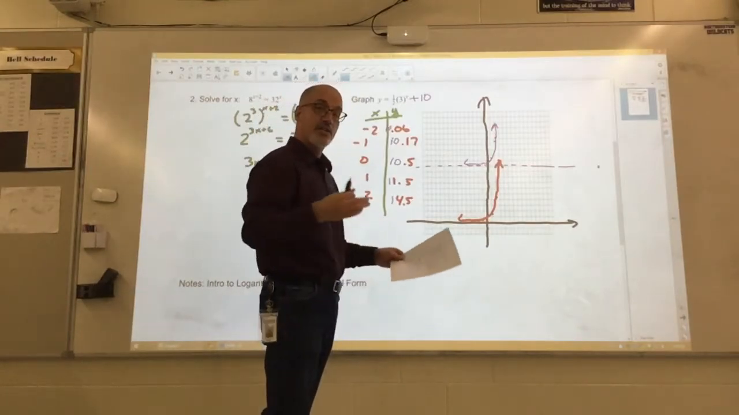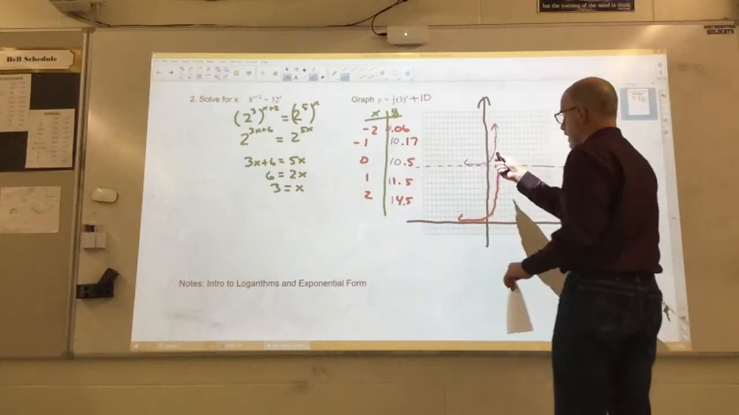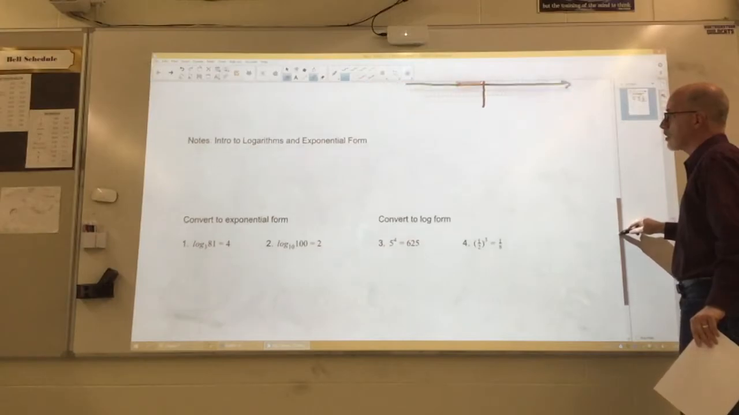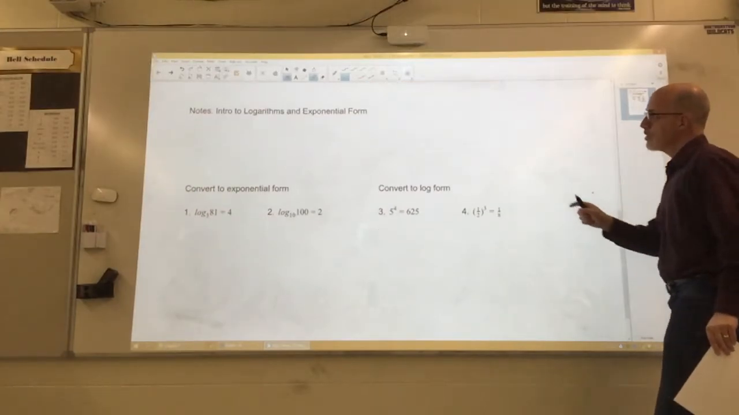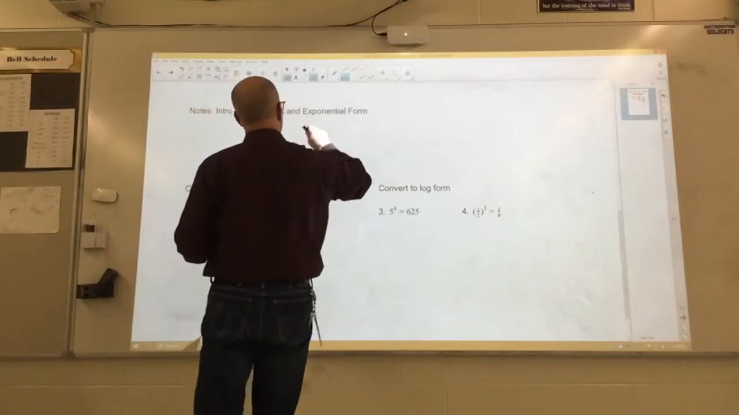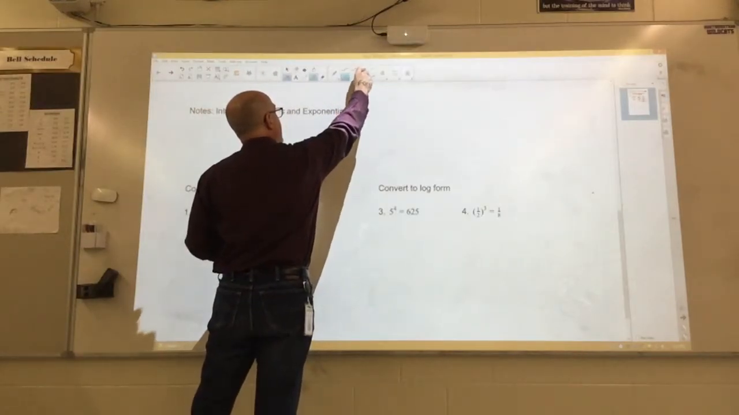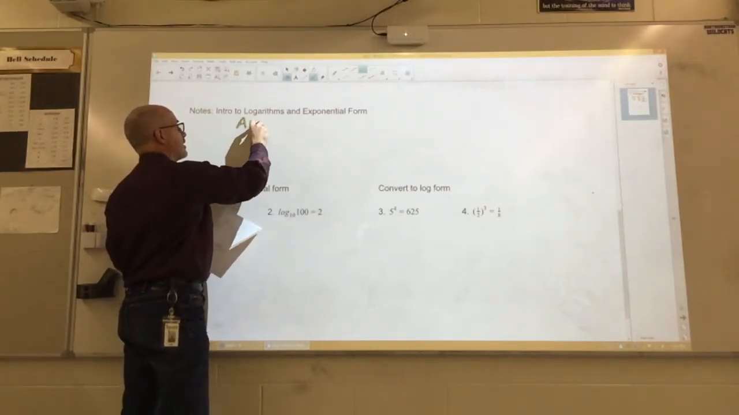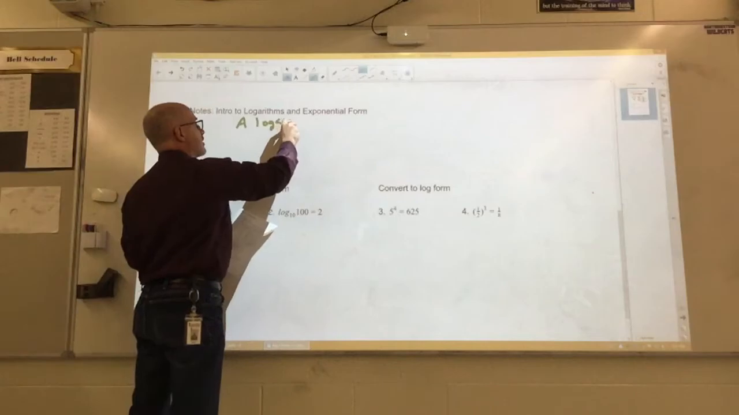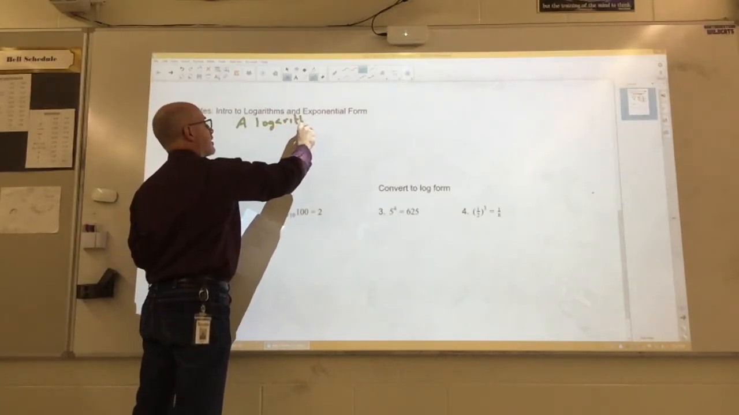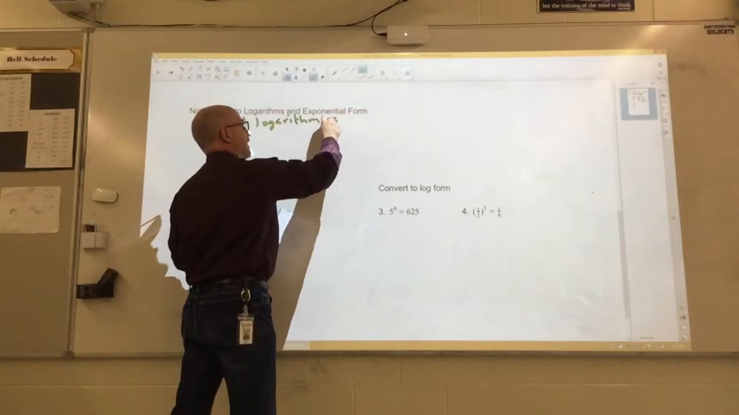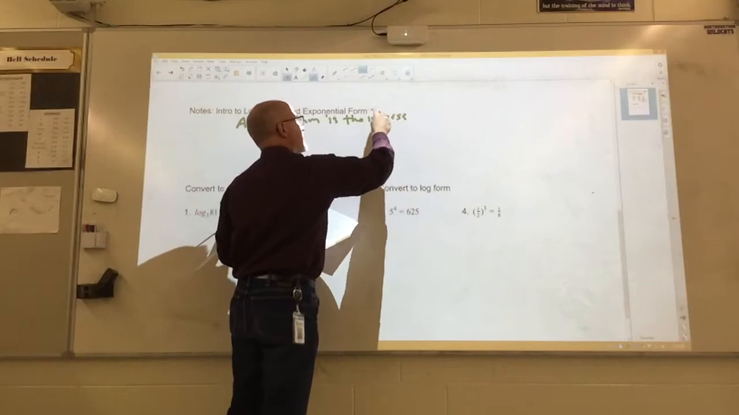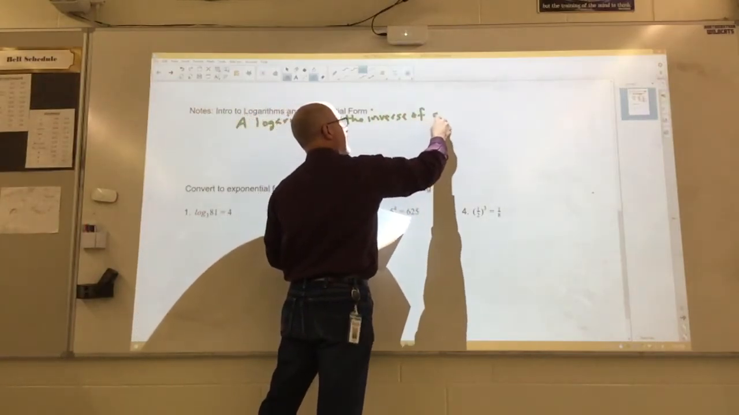Now, let's go ahead and actually define logarithms. That's where our goal is. That's all review of exponentials. Let's move on to a new topic, which is called logarithms. Okay? So an introduction to logarithms in exponential form. The key idea here is that a logarithm is the inverse of an exponential.